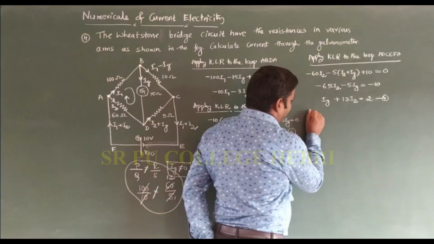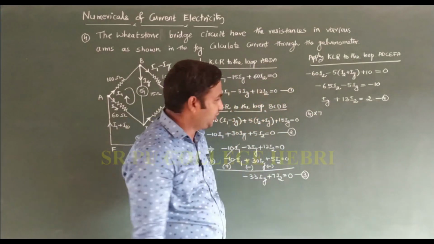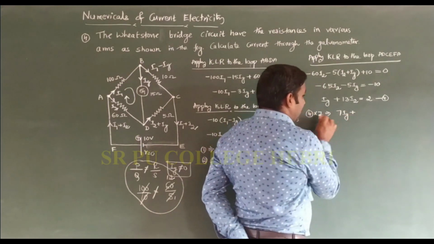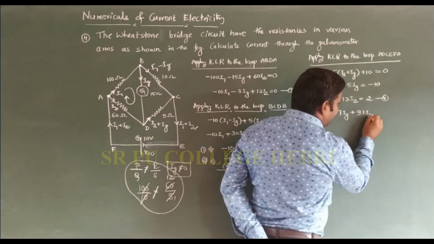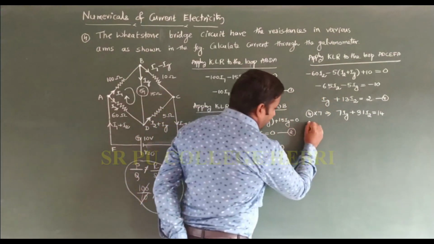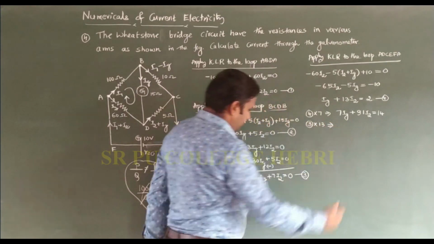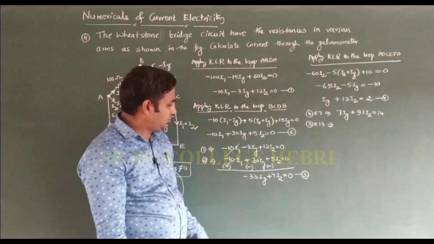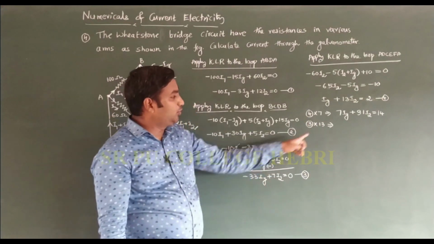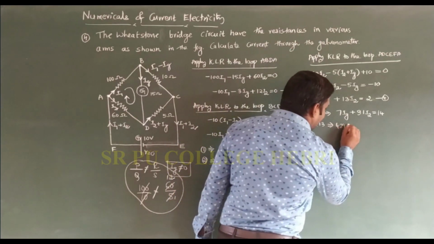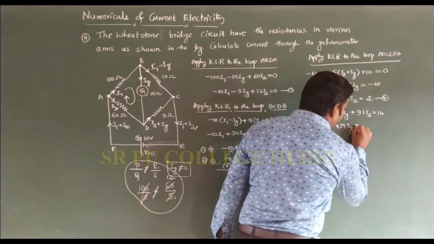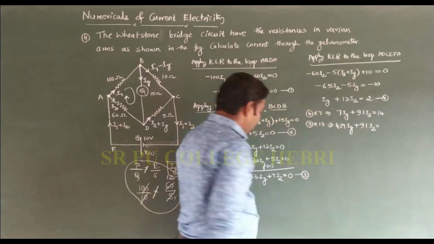Then equation 4 into 7 gives 7 Ig plus 7 into 13, it becomes 91 I2 is equal to 7 into 2, it becomes 14. Similarly, equation 3 into 13 gives, 33 into 13, it becomes 429 Ig, plus 7 into 13, it becomes 91 I2 as it is. 13 into 0 is 0.